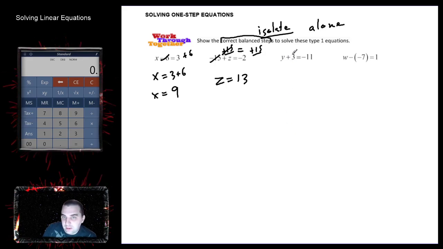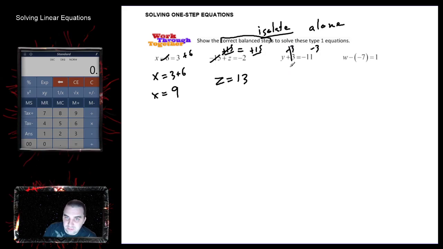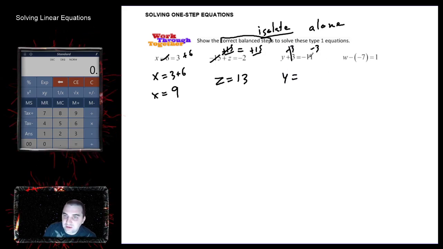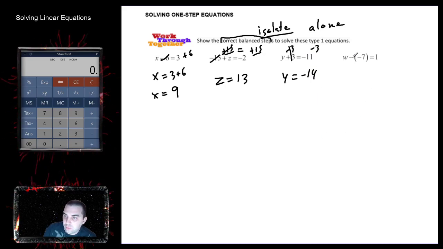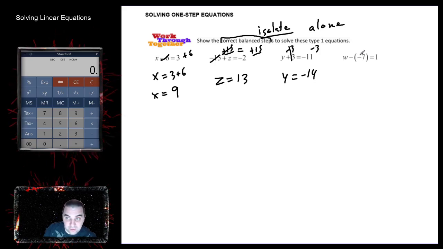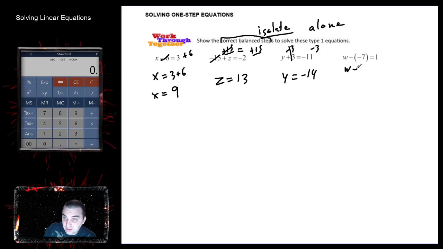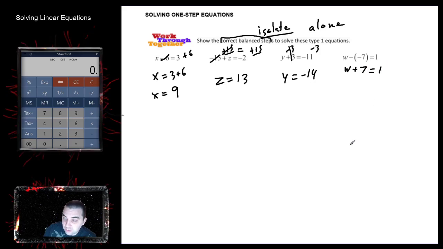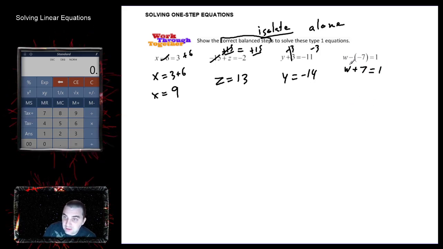Okay. Here we have plus 3, so let's do minus 3 to both sides. If I do that, I have y is equal to minus 11 minus 3, so that's minus 14. Ooh, here we have a double negative. Double negative, remember, is the same as a positive here. So this, I'm going to rewrite it first. That's the same as w plus 7 is equal to 1. Got to do that first.